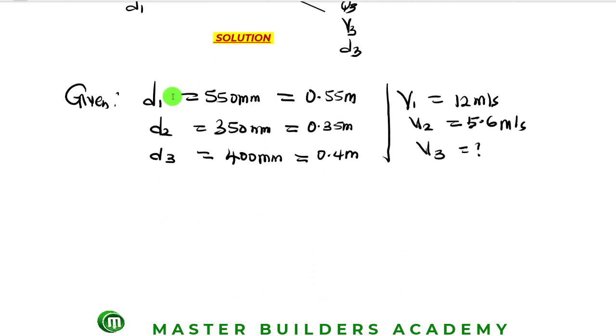First is that Q is equal to area multiplied by velocity. So if this is Q1, this will be A1, and then this will be V1. If this is Q2, this will be A2, this will be V2. And if this is Q3, this will be A3, and then this will be V3, right?